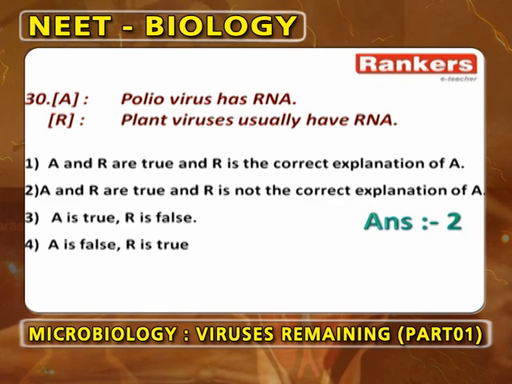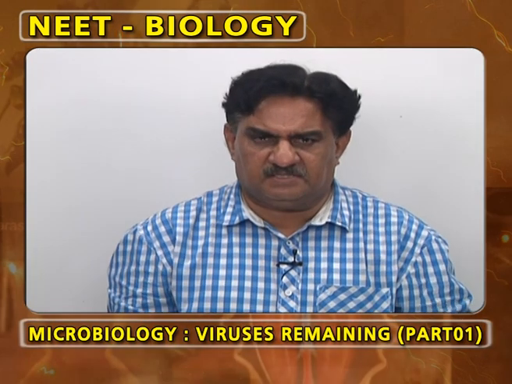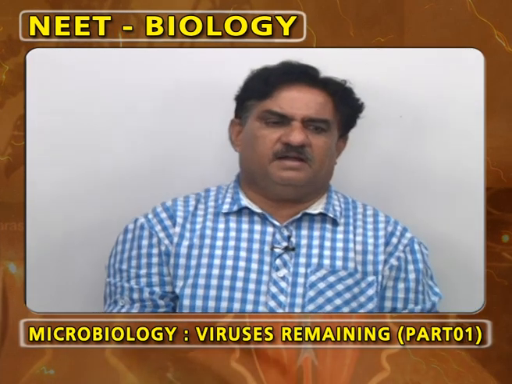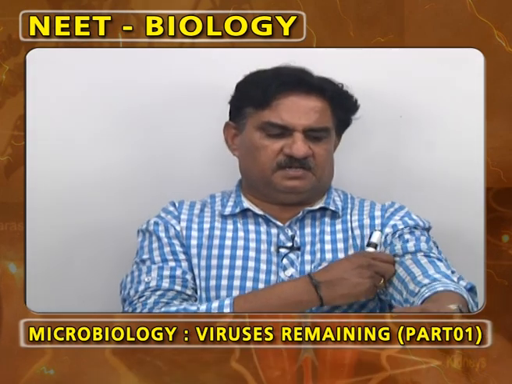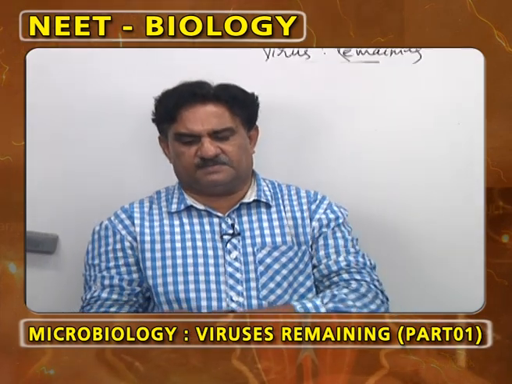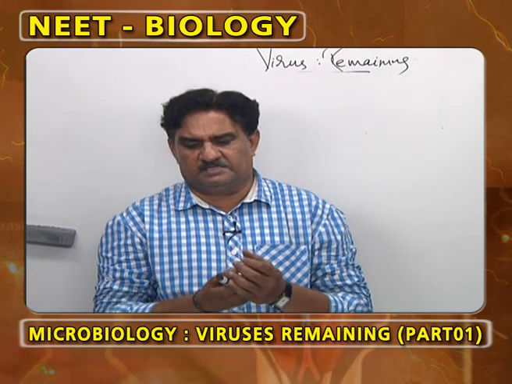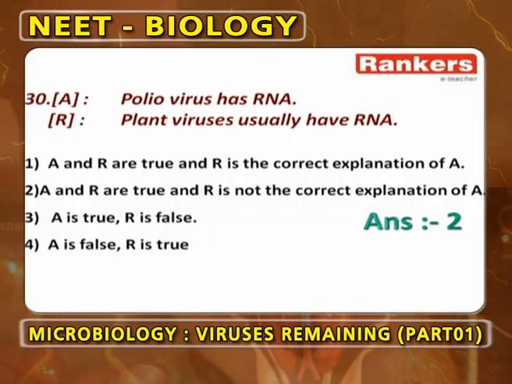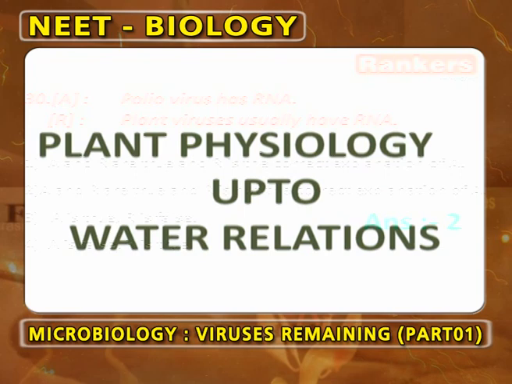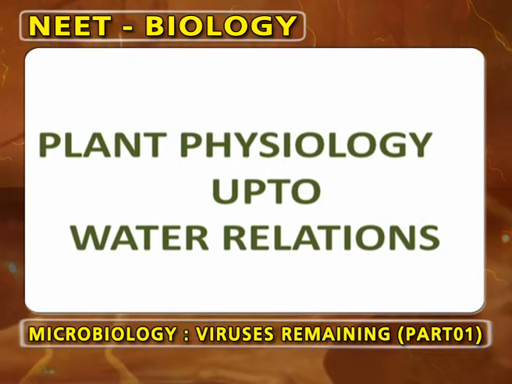So, polio virus having RNA is correct, plant viruses usually having RNA is correct, and because they are not related to each other, the answer is the second option. A and R are true, R is not the correct explanation of A. So, these are some of the questions we discuss about the control also.